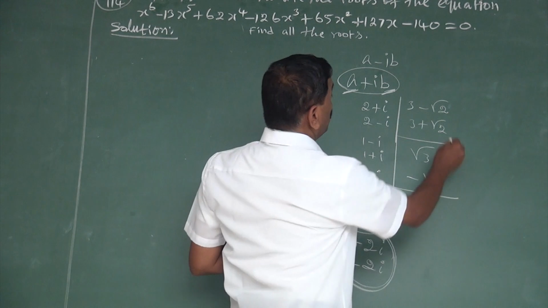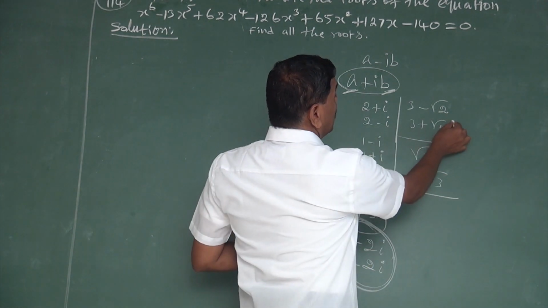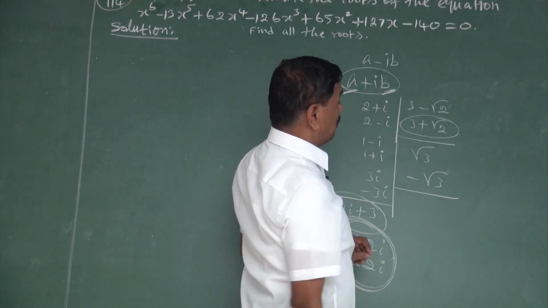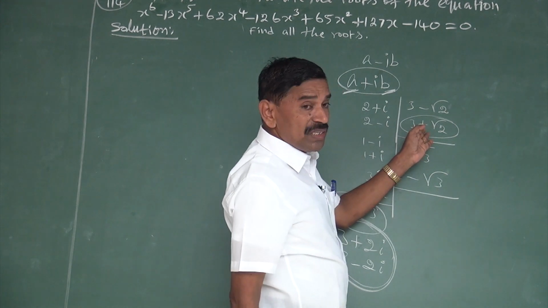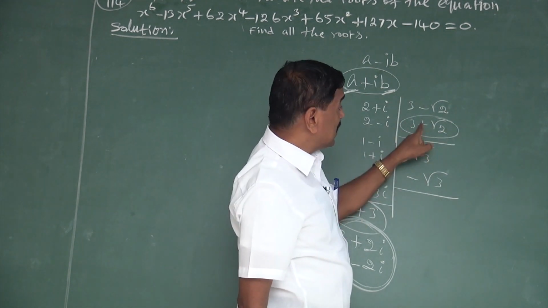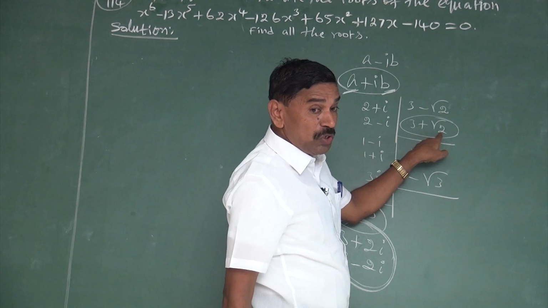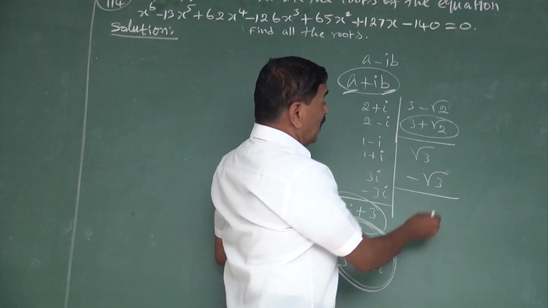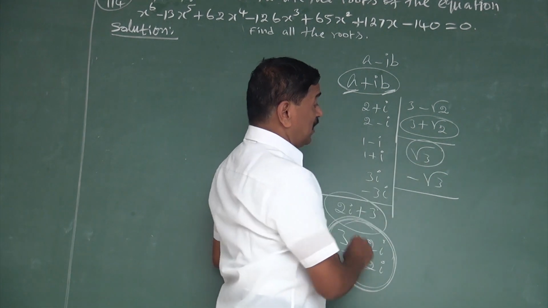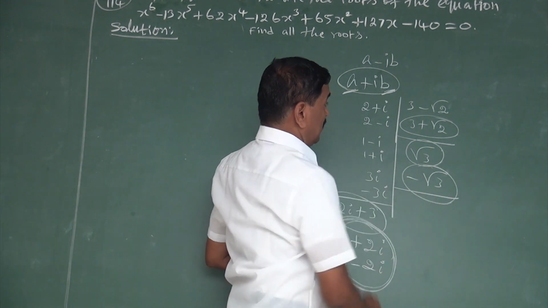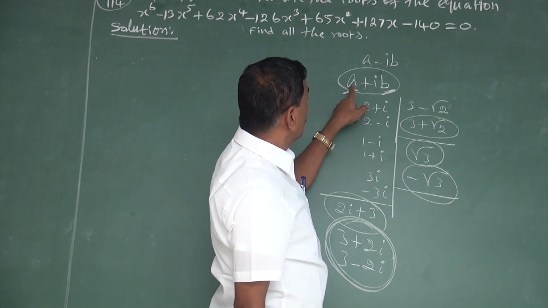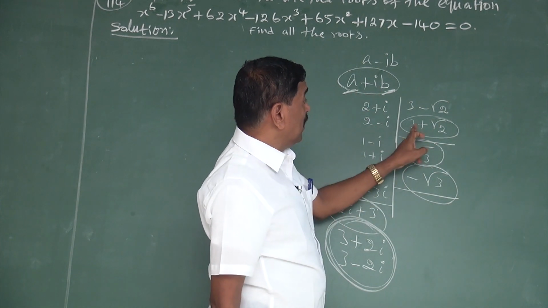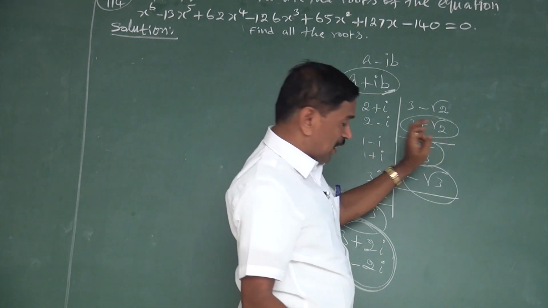Okay, similarly, come to irrational numbers. Here 3 plus root 2 is an irrational number. Irrational roots occur in pairs. That is, if one root is 3 plus root 2, then the other root is 3 minus root 2. Similarly, if one root is root 3, then the other root is minus root 3. Here a plus ib is a complex number. Here 3 plus root 2 is an irrational number.